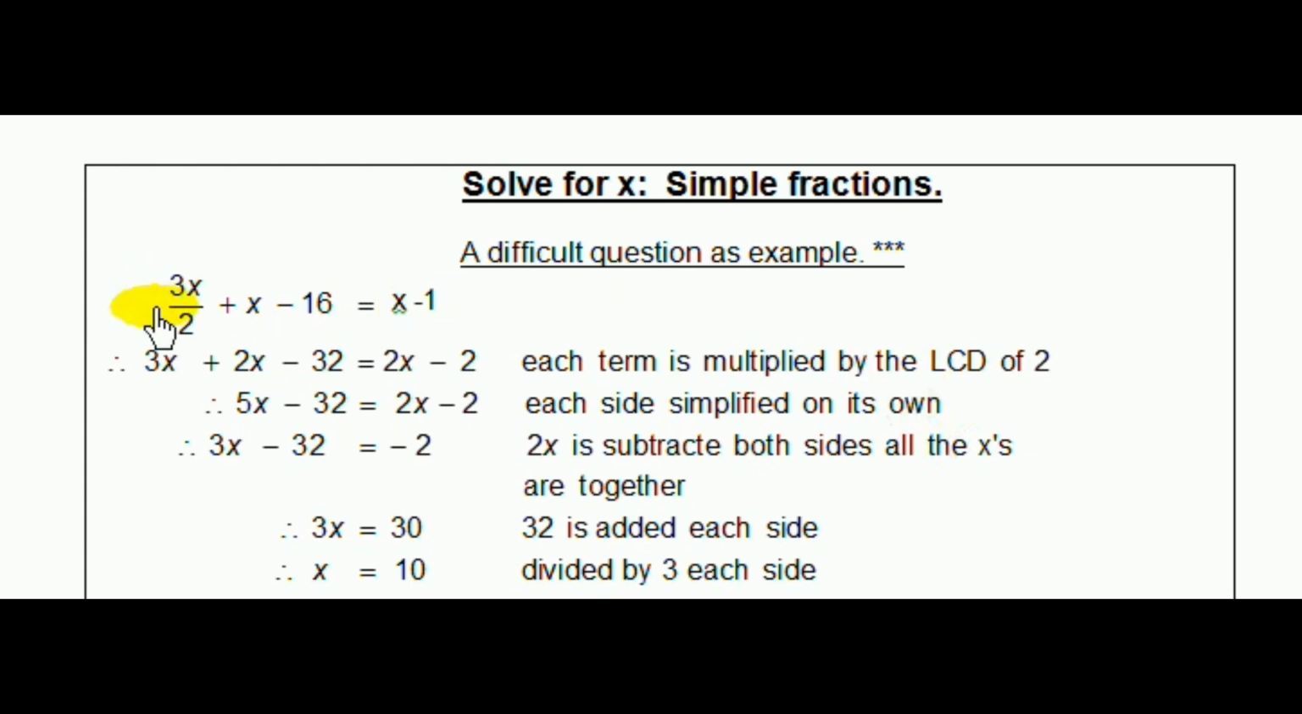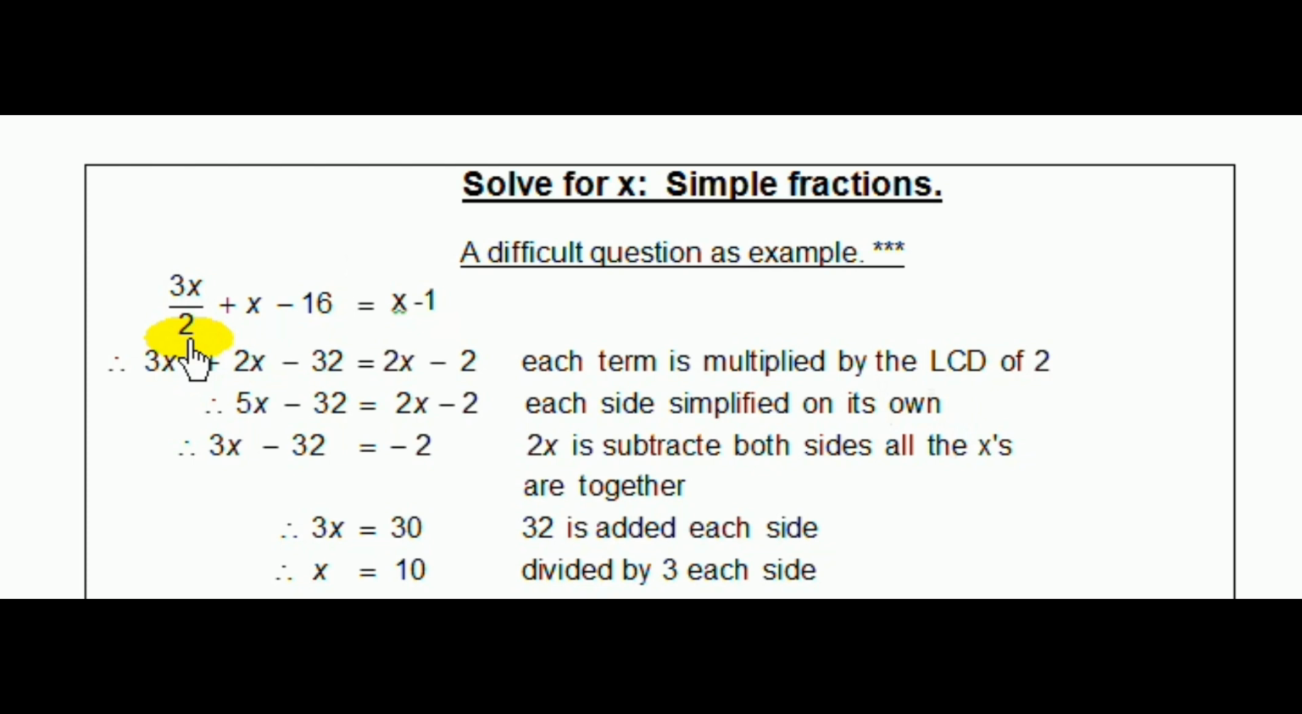We have here simple fractions, but this is actually a difficult question. If you have to solve x and you have a fraction like that divided by 2 in it, we don't like fractions. We don't like brackets. If there were brackets, that's the first thing that you've got to get rid of, and fractions to me is the same. Get rid of the fractions so that your question can become easier.